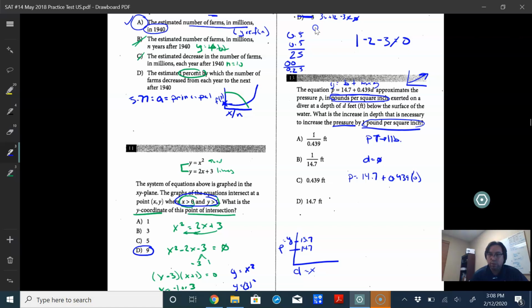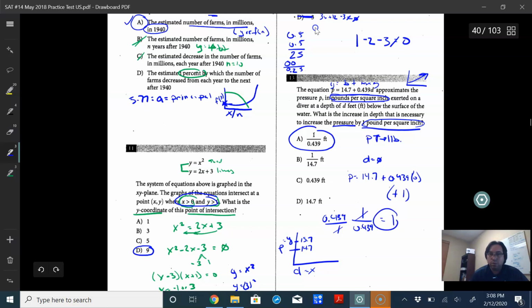Well, one that we could do is find which value gives me a positive 1 over here to add to the 14.7. Well, looking at my answer choices, what can I multiply 0.439? Well, the easy one here is A. Because when we multiply 1 over 0.439 times the slope, which is 0.439, these cross out, you get this over this, and you get 1. And so A is the answer choice here.